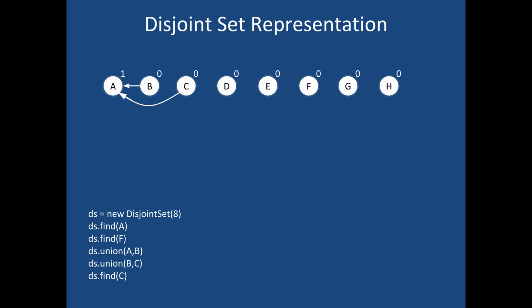Okay, find of C: we start at C, we go to the root, we report A as the result of that. Union of E and D, now that's like we've seen before. Union of F and G, that's familiar. Union of D and G: D's root is E, G's root is F. So we flip a coin, and one of them is the winner and gets a depth of 2. Okay, we do a find of G.